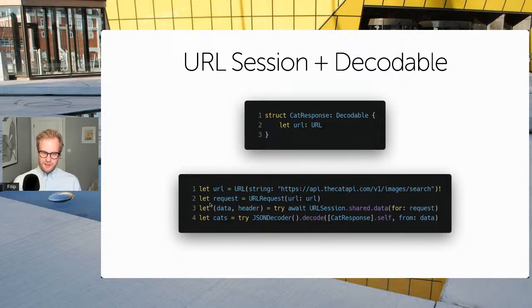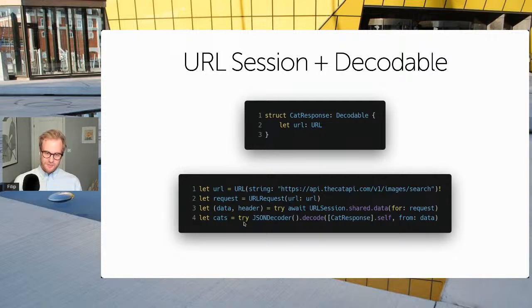So the first three lines here are the same thing you saw on the earlier slides. You download the data. Now you have the data. Perhaps you should check the response status code, the HTTP status code of the header. But you don't really have to, in the sense that if this data actually can be decoded into a CatResponse, you're finished and don't really care if the HTTP header said bad request or internal server error, as long as it returned the correct data.